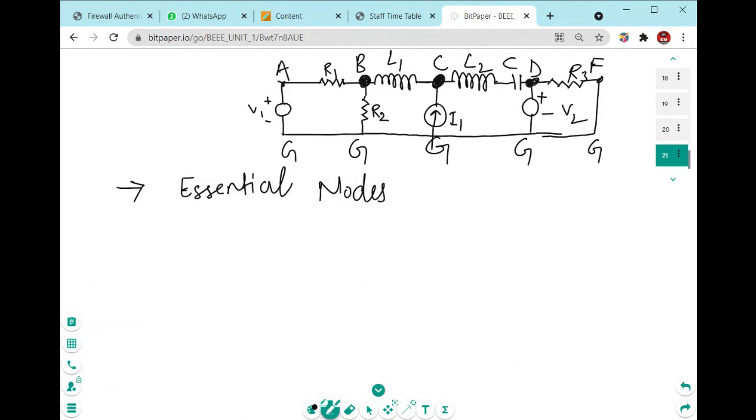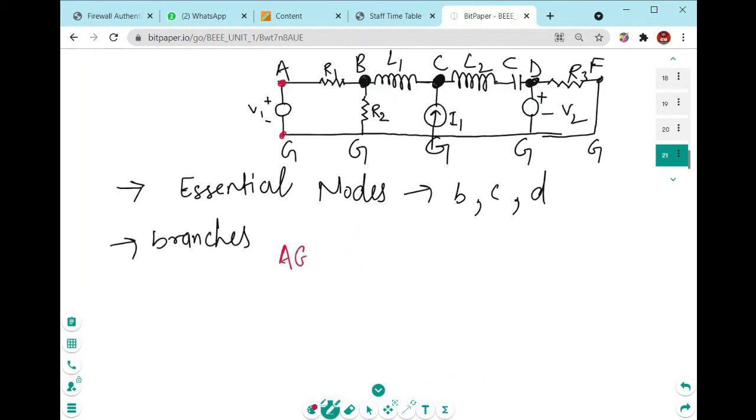An essential node is where three or more elements are connected. A node is where two or more elements are connected. Three essential nodes are there. So what are those essential nodes? I have explained right here. Those three essential nodes are B, C, and D.